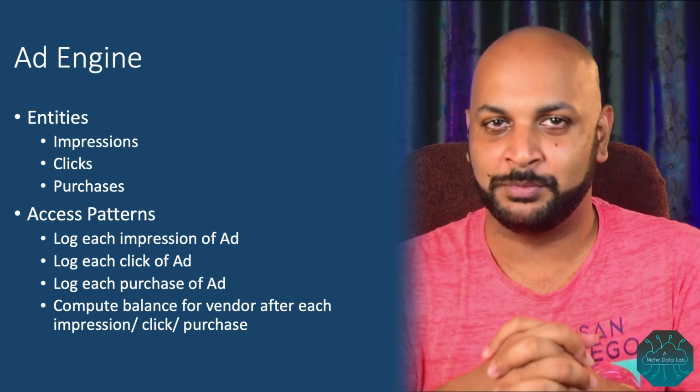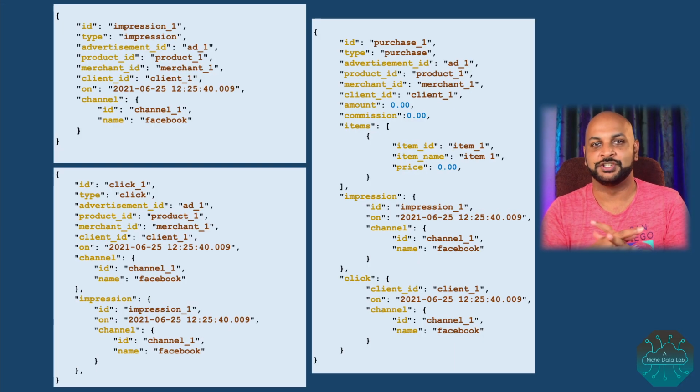In NoSQL environment, it is easy. This is not a parent-child relationship. This is a relationship between multiple entities. So the impression data will be embedded in the click record. The impression plus click record is embedded in the purchase record. Thus, the look back is avoided.